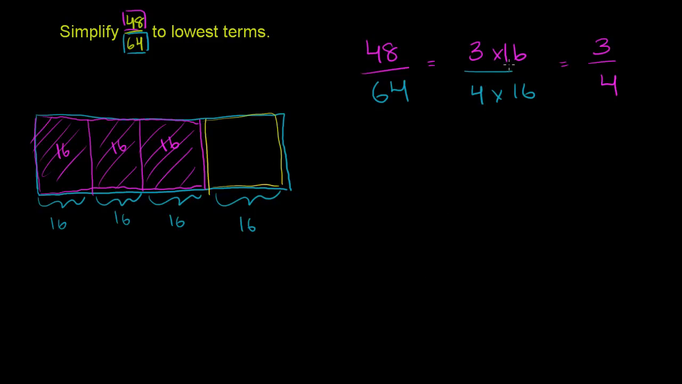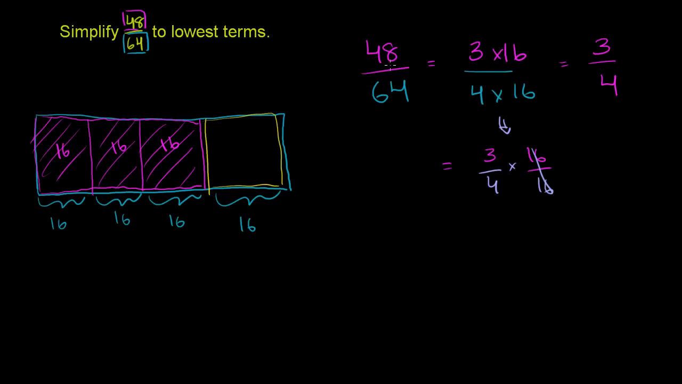And hopefully you see a mathematical way of immediately thinking about it. If you can factor this out, you can actually factor out its greatest common factor. So 48 is 3 times 16. 64 is 4 times 16. And then these cancel each other out. This is equivalent to 3 over 4 times 16 over 16. This is the same thing as that. And 16 sixteenths is 1. And you're just left with 3 over 4.